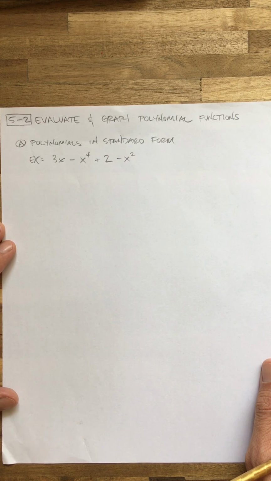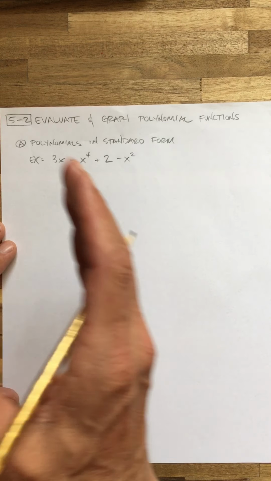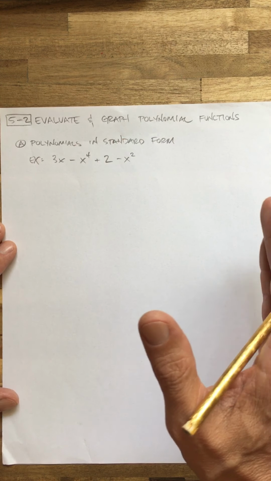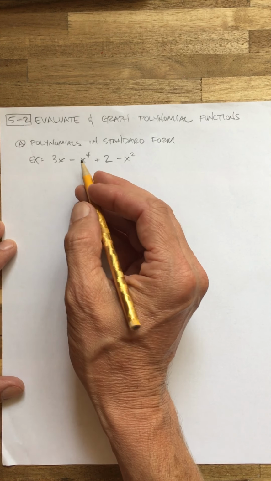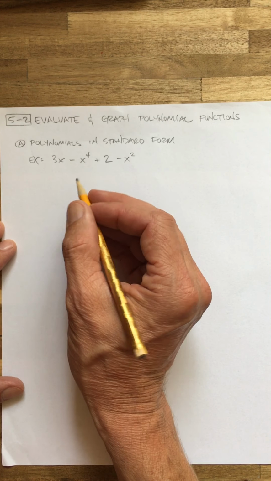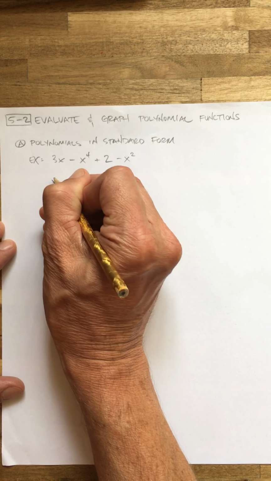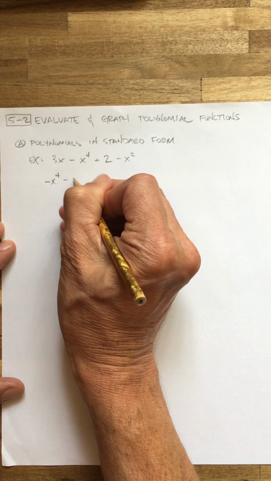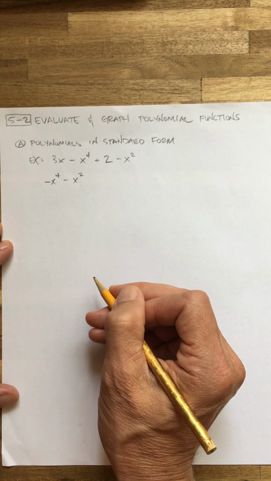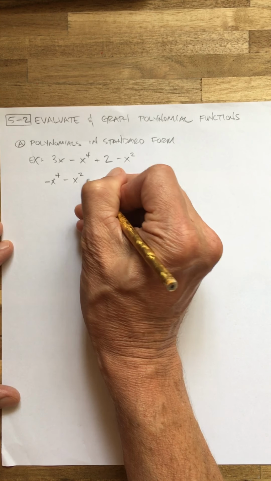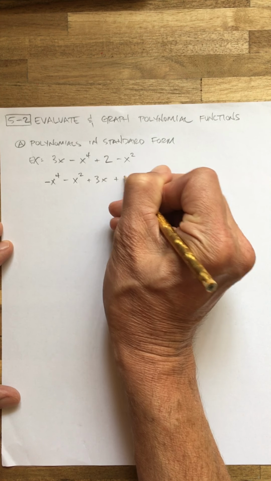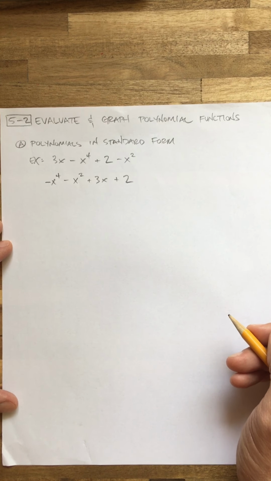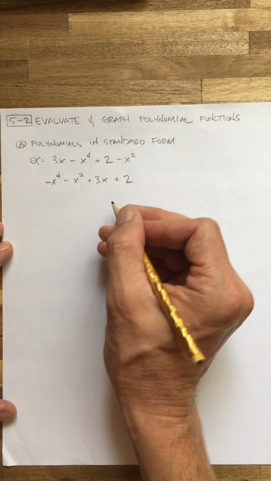So standard form means we're going to go with the variable with the highest exponent all the way down to the lowest exponent. Here the highest one is not x to the fourth, it's negative x to the fourth. So this is going to be negative x to the fourth. The next highest is the negative x squared, so minus x squared. And then the next highest after that is plus 3x, and then plus 2. Okay? And right now we are looking at a polynomial of degree 4.